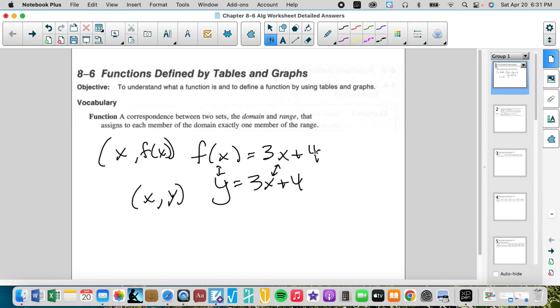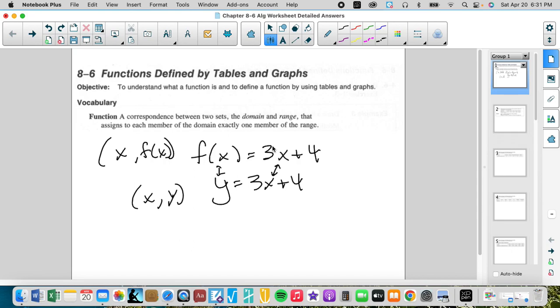This is still a slope. This is still a y-intercept. This is our input. This is our output. That's really where they start using input and output. This is independent. This is dependent. This is the dependent variable, and it's dependent because it depends on what the x is.